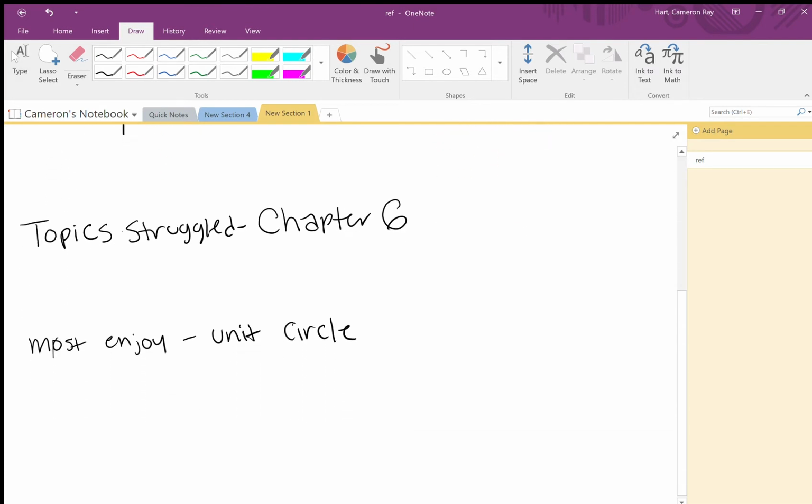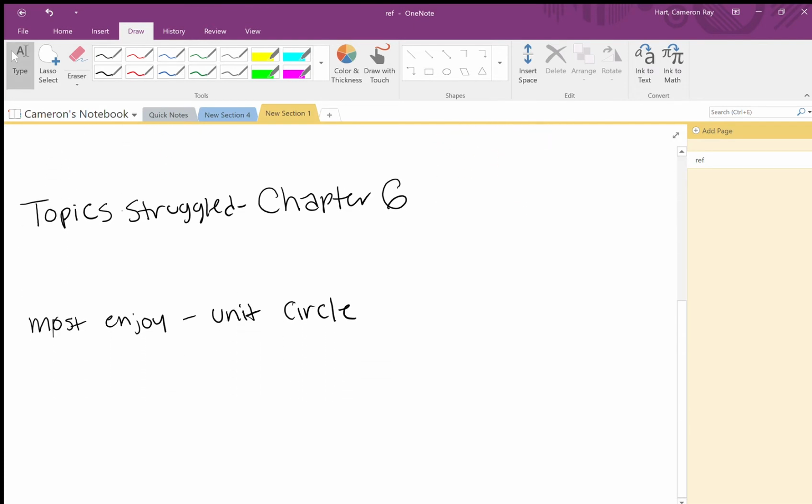So now we go to topics I struggled with. Topics I struggled with, I'd say, would be chapter 6 as a whole, because I feel like identities were difficult to work with. And that's because even though the identities were given, you still had to be familiar with what they look like, and there were multiple steps into solving an identity. So it was pretty difficult in that viewpoint.